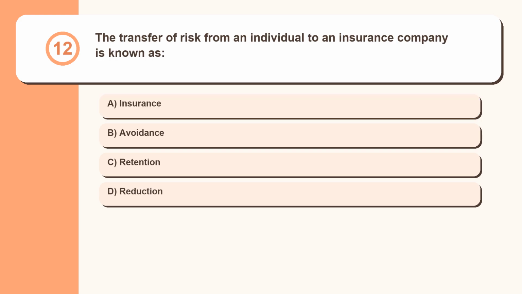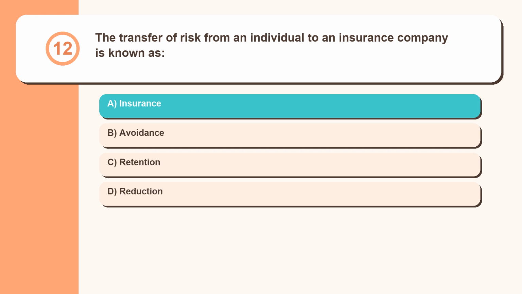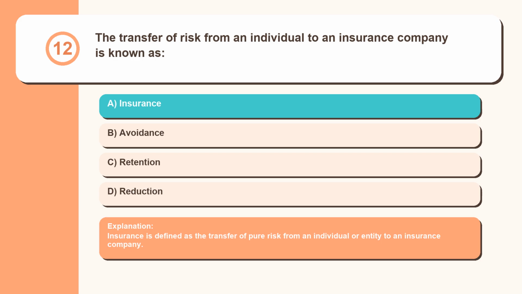Question 12. The transfer of risk from an individual to an insurance company is known as insurance, avoidance, retention, reduction. Insurance is defined as the transfer of pure risk from an individual or entity to an insurance company.